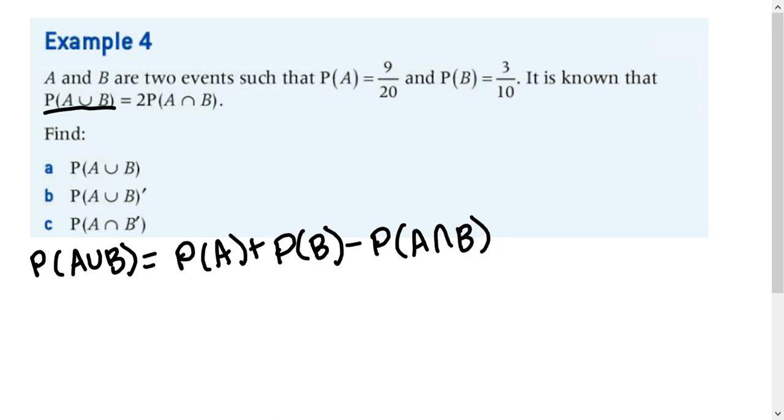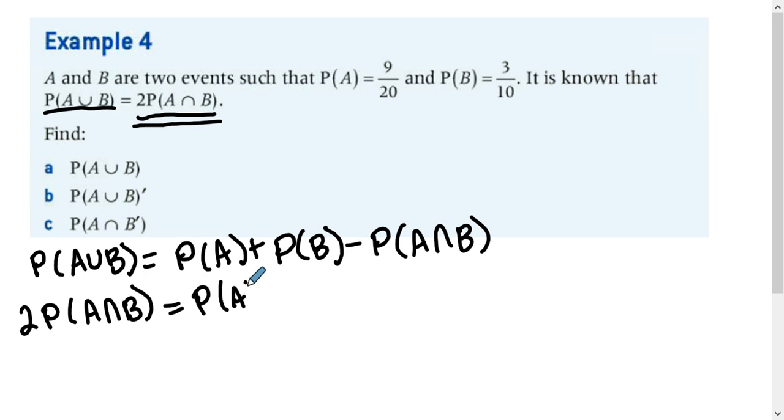Yeah, I do have a question. With this formula that you already know, you also just learned this piece right here. This was information that they told you. So what you end up doing with some of these problems is you look at what they gave you and what you need. They gave you this, so you wrote down that formula. We know that that is equivalent to that, so just substitute it in. 2 times the probability of the intersection equals the probability of A plus the probability of B minus the probability of the intersection.